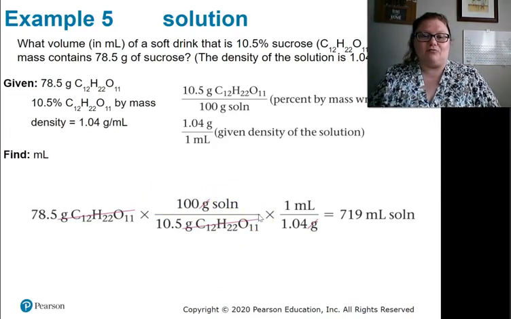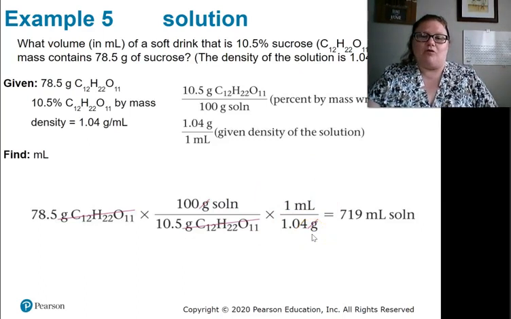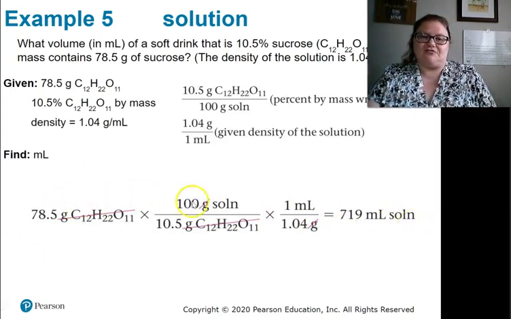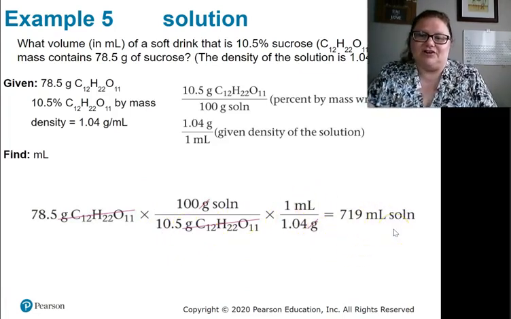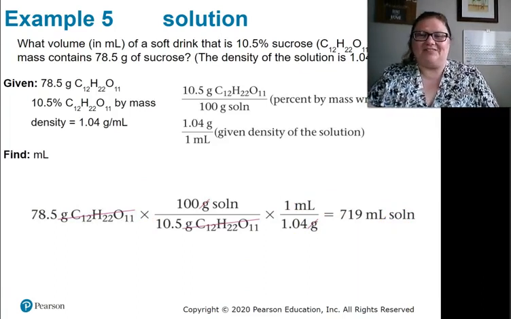But we weren't asked to represent our answer in grams of solution. We needed milliliters of solution. So that's where we need to use the density equation for the sugar water solution in order to cancel out grams and go into milliliters. And so that was our setup. When you multiply straight across, and in the denominator simplify that fraction, we're going to get 719 milliliters of solution. That's quite a large soda.